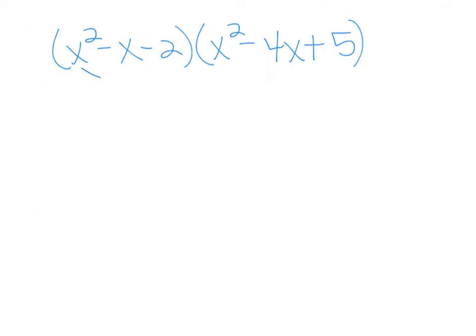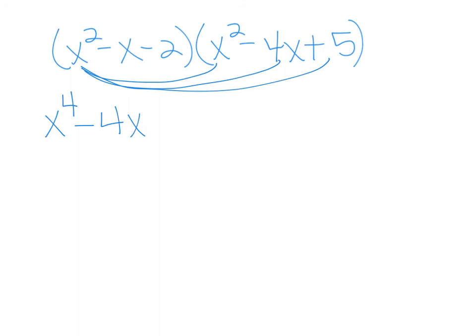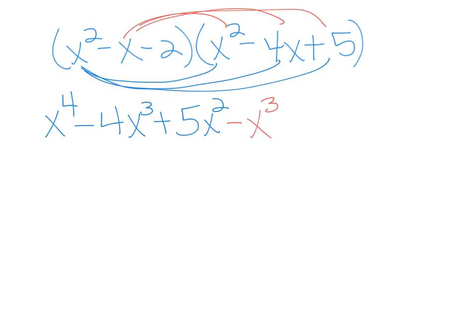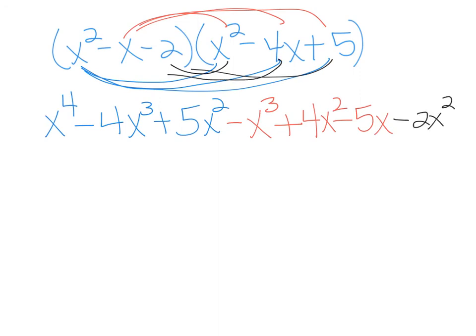Alright, so I'm going to distribute the x squared to every term in the second set of parentheses, which gives me x to the fourth minus 4x cubed plus 5x squared. I'm going to distribute the negative x, which is negative x cubed plus 4x squared minus 5x. And when I distribute the negative 2, I'm going to get negative 2x squared plus 8x minus 10.